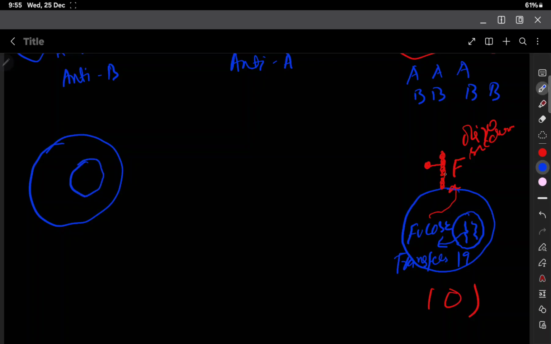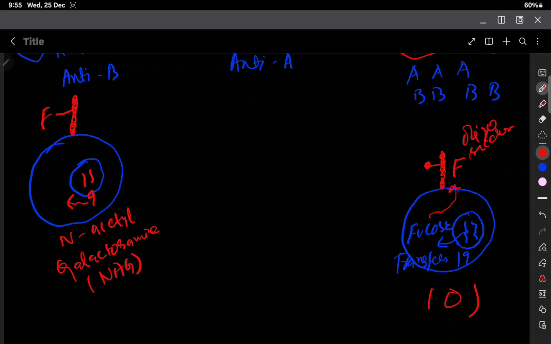Now this blood group A, so this fucose is present in everyone. So already there will be presence of the fucose. This is the fucose which is present in blood group A. Now from here, this was gene number 19; now gene number 9, or chromosome number 9. This chromosome number 9 encodes for N-acetyl galactosamine, or we can say NAG.